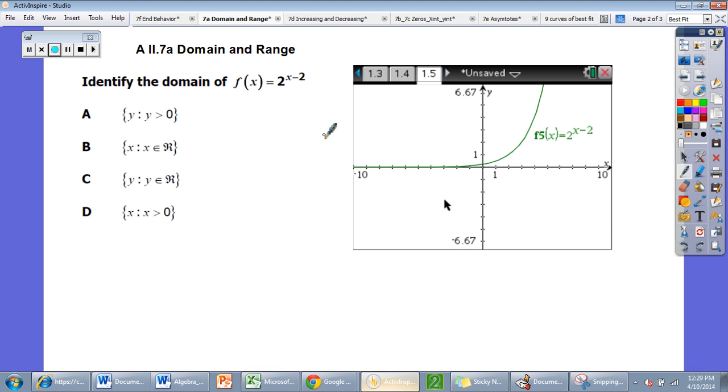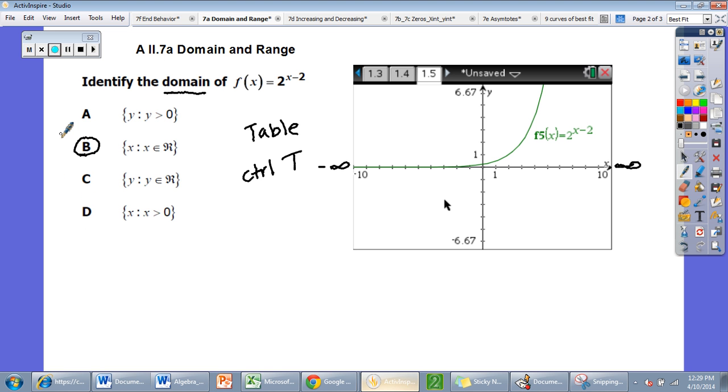So again, domain means we're looking for the x values. You could also look at the table in your calculator on the Inspire. Remember, you hit Control T to get to the table. But again, I like to look at the x values, so I'm looking this way, and I can see that it's going to go on forever and ever and ever this way, and it's going to keep on going forever and ever and ever this way. So I know it's going to go from negative infinity to positive infinity, or it's all real numbers. So that means it's answer choice B.